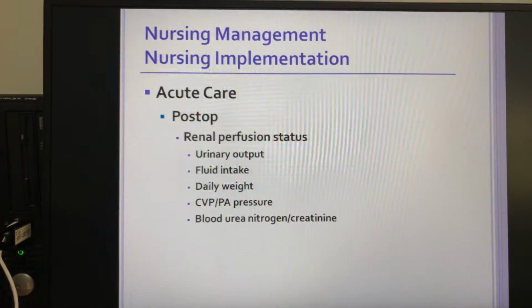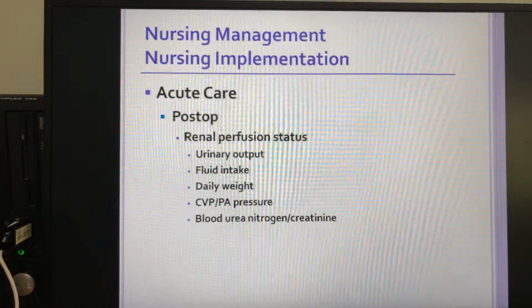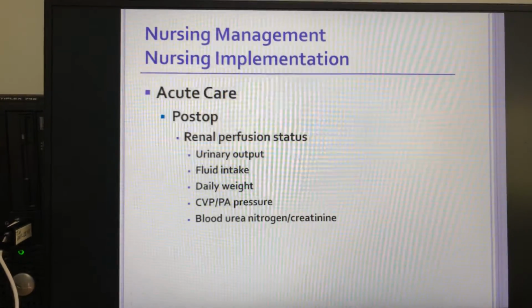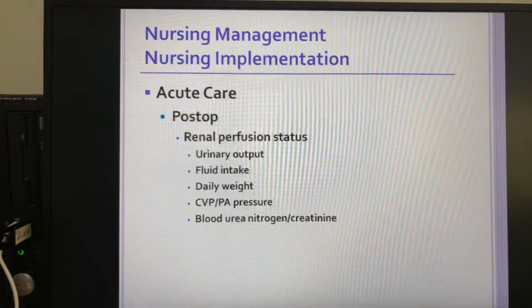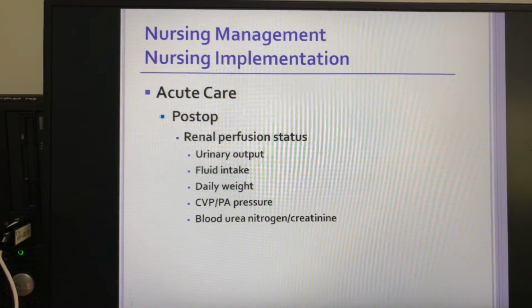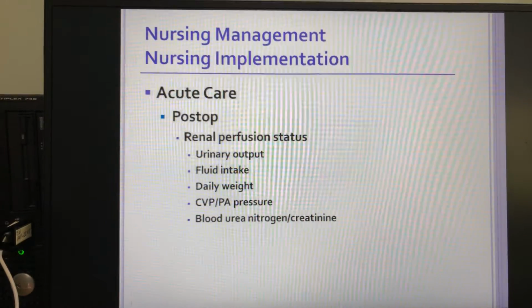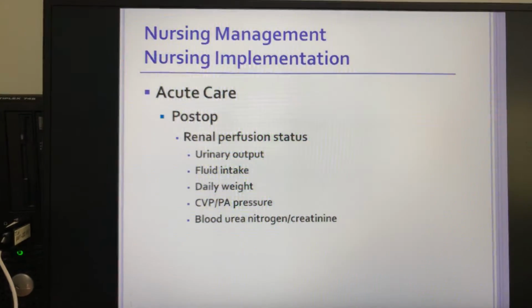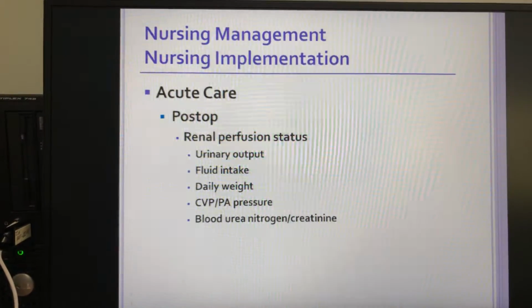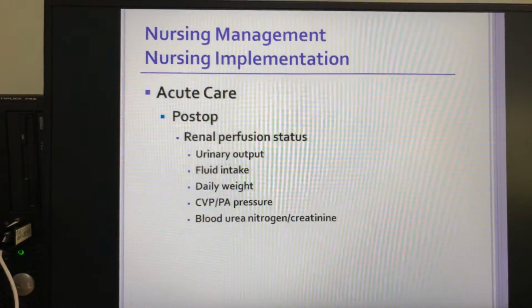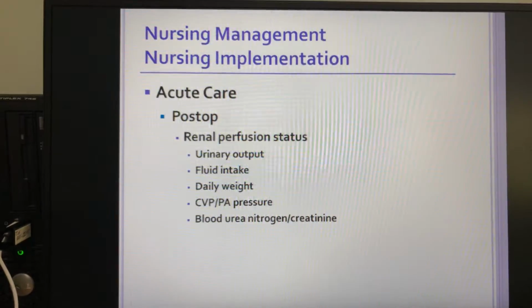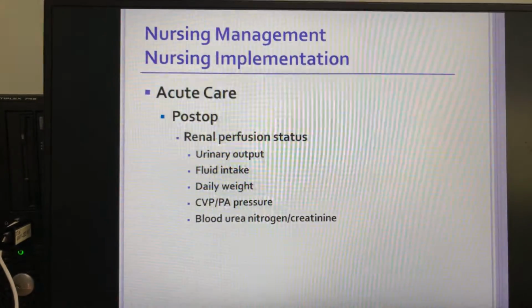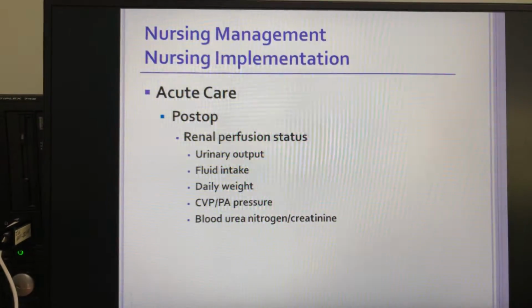It will tell you about adequate renal perfusion. We also want to utilize our CVP and PA pressures. When the CVP is low, that is an indication that the patient is lacking volume. So we want to increase the volume with these people with the IV fluids that they're receiving. And then we want to monitor the BUN and creatinine, because again, that is an indication of renal functioning.